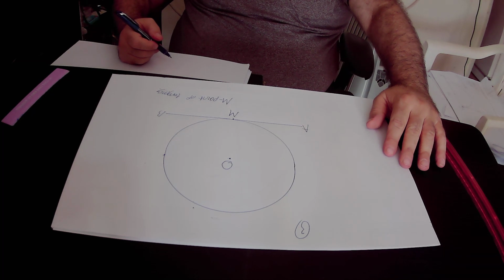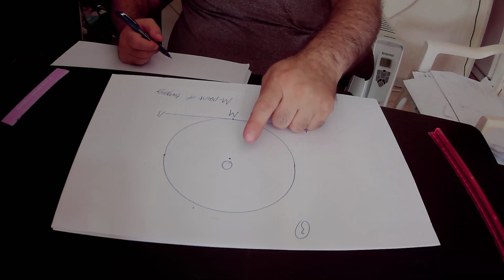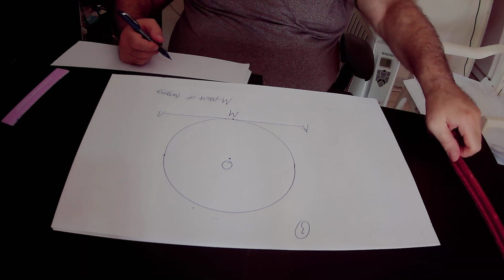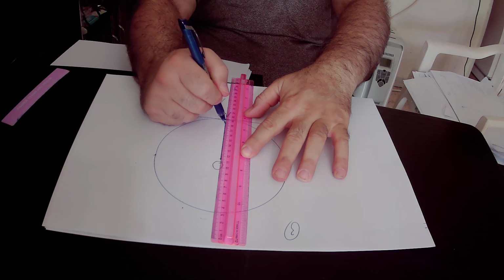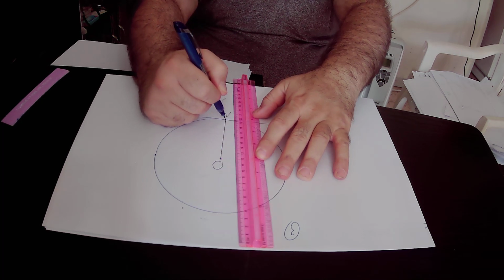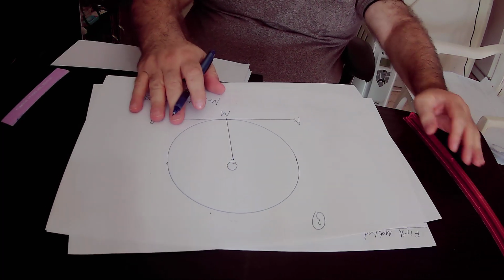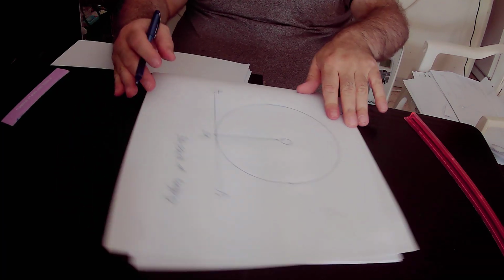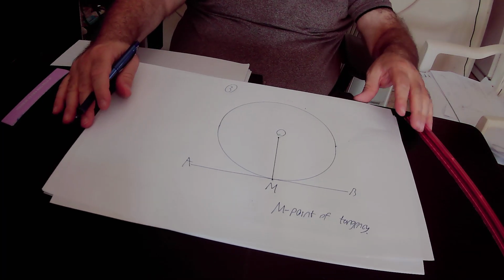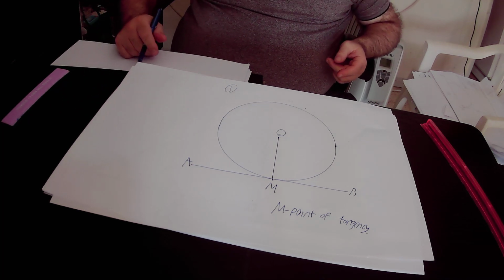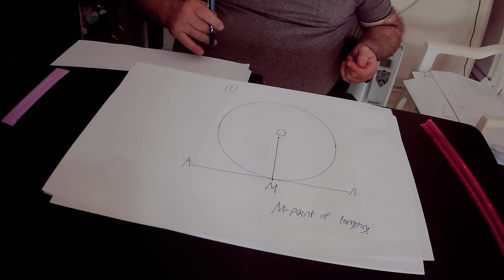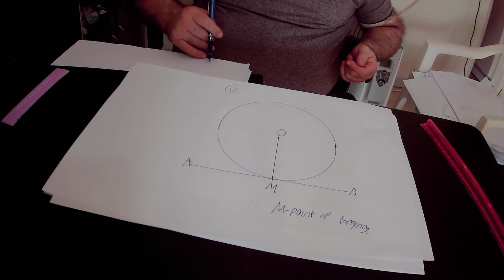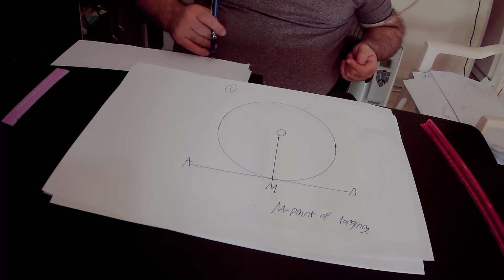Okay, and we will join points O and M together by a straight line. OM is the radius of this circle, and according to rule number 1, a tangent to a circle, that is to say AB is the tangent of this circle, is perpendicular to the radius drawn to its point of tangency.